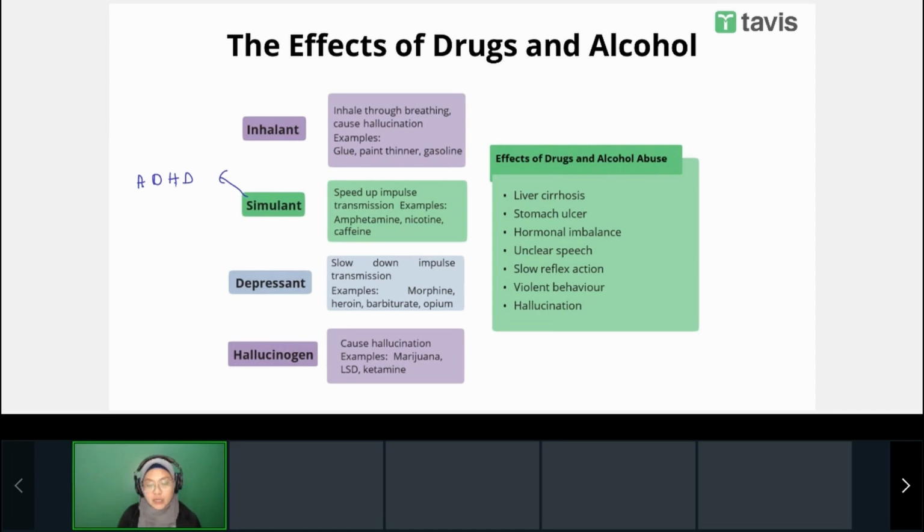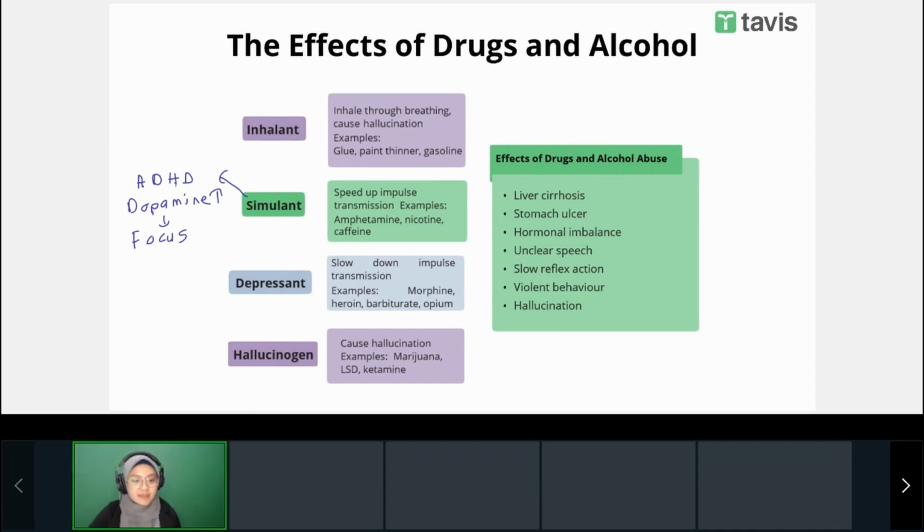In a child with ADHD, usually the dopamine level in their brain is not enough to make them focus on their study. But after they take the stimulant, the dopamine level in their brain will increase. Therefore, they can focus more. When there is a stimulant, please remember the situation of ADHD.